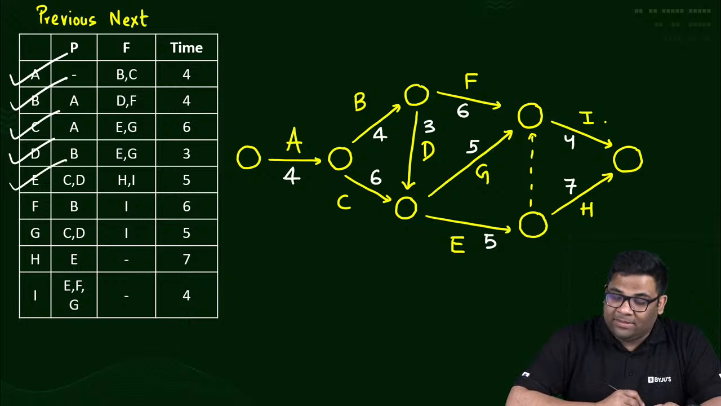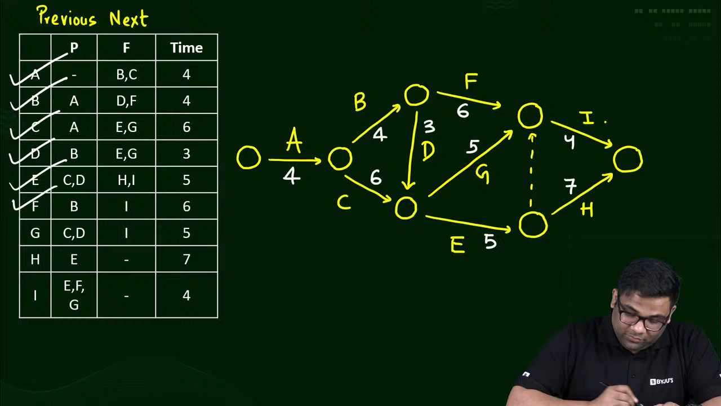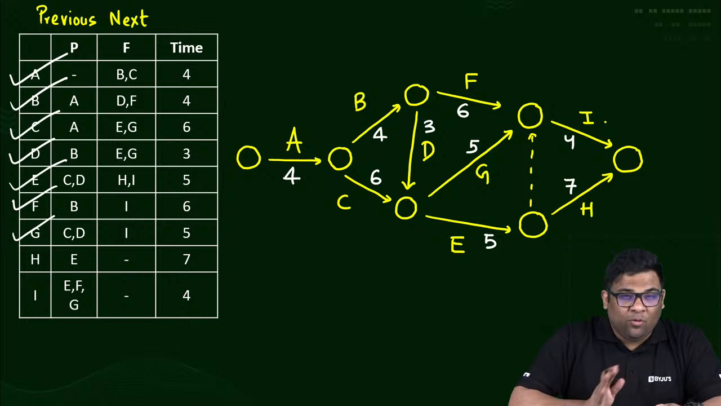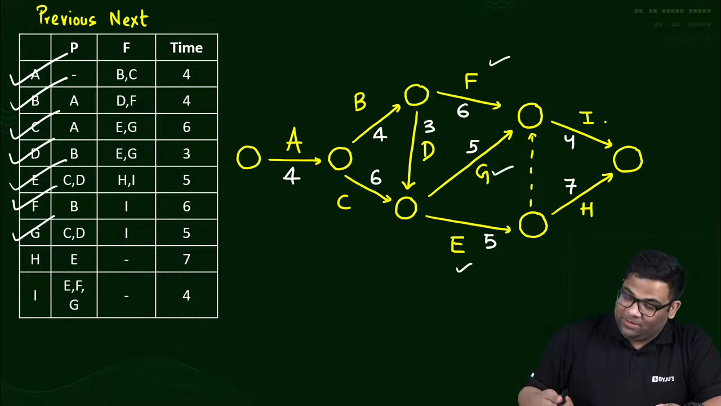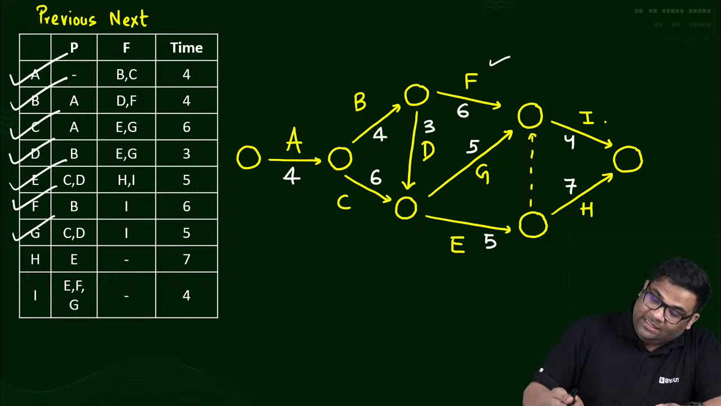For F, you see B is the previous one and I is the next one, true. For G, C and D are previous and I is the next one, true. H and I have no next one because they are the last ones. H has previous E. And I has previous E, F and G also. So this network diagram is correct.